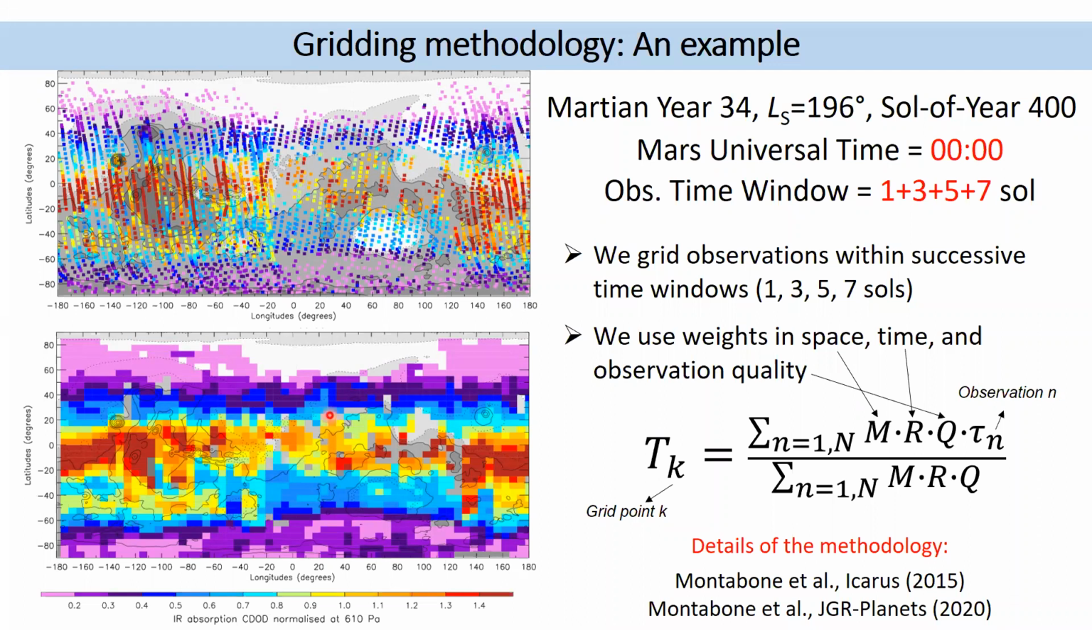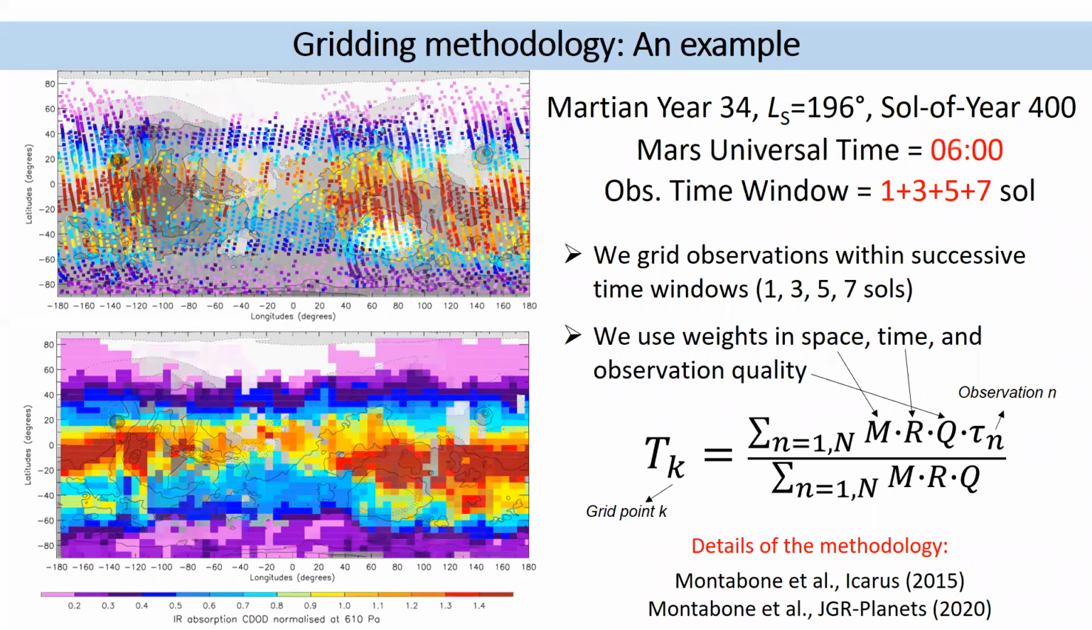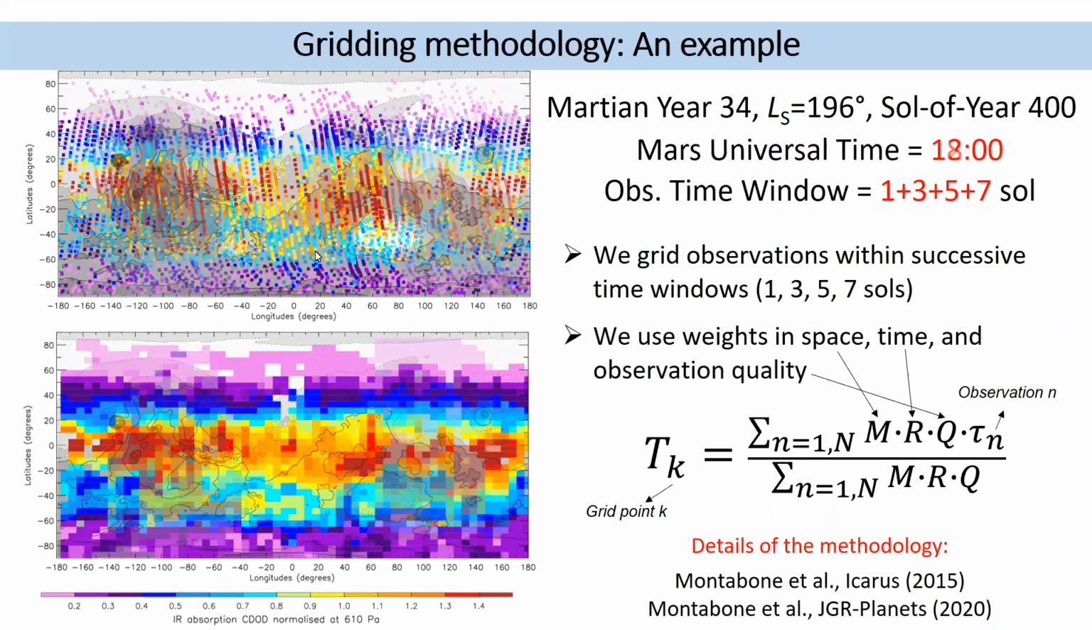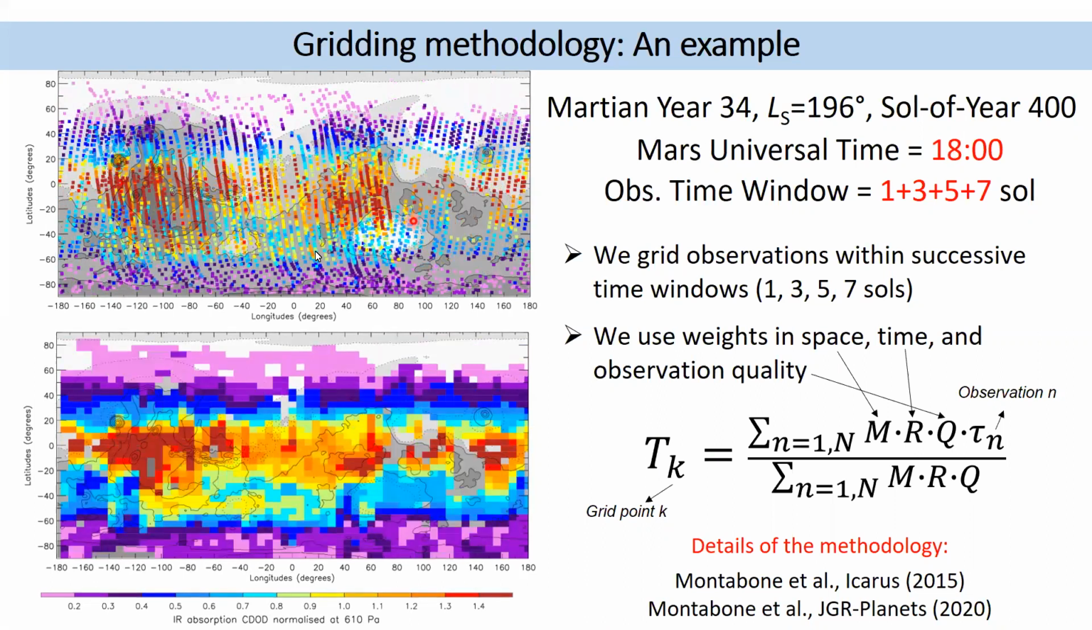We can even move the Martian universal time. So instead of having midnight at 0° longitude, we can move to, for example, 6 a.m. and then 12 noon, and then we can have column dust optical depth. So this allows us to basically obtain a complete monitoring of day by day and even diurnal time scale of dust optical depth.